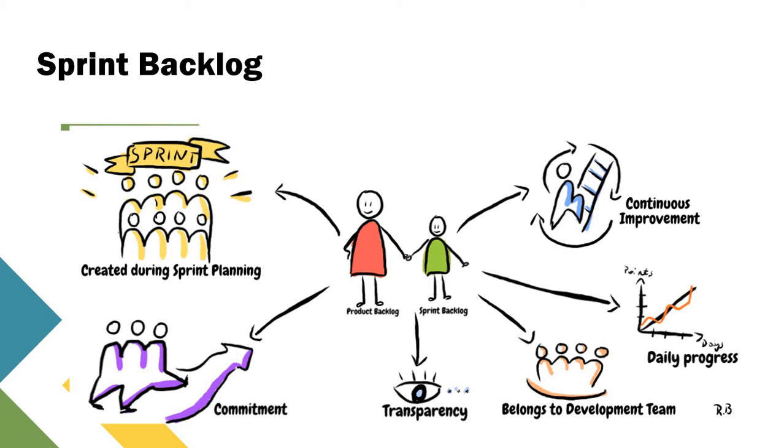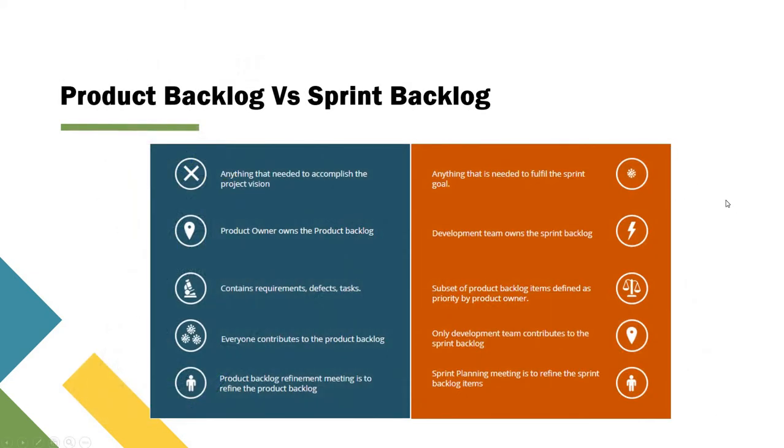transparent. So we see, I have explained the two artifacts like product backlog and sprint backlog. I want to point out some differences here. Anything that is needed to accomplish the project vision is the product backlog, but anything which is just needed to fulfill that particular sprint or the sprint alone is the sprint backlog. A sprint goal is the sprint backlog.